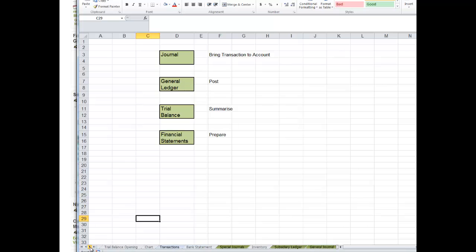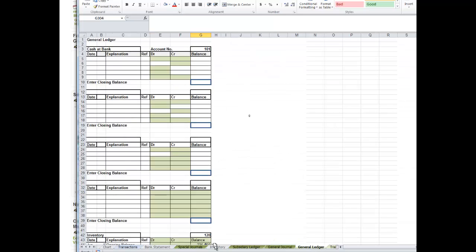So what I'm going to do is take the general ledger and move it up so that it sits behind the chart of accounts. We will then want to move it back. One thing you will also notice is that some of these tabs at the bottom are green: special journals, subsidiary ledger, general journal. So what are they? Well, they're items that form part of the accounting cycle.